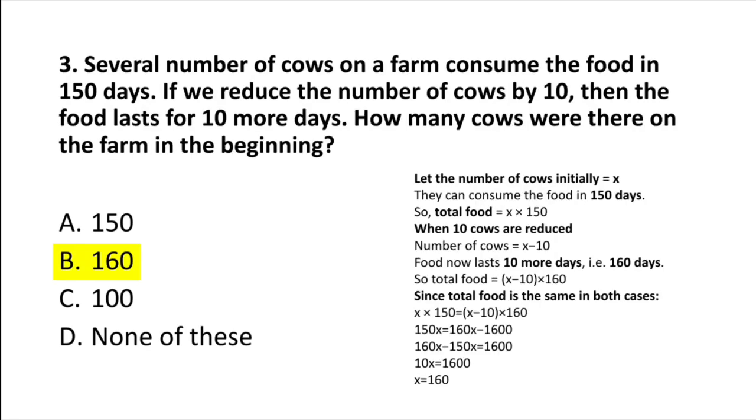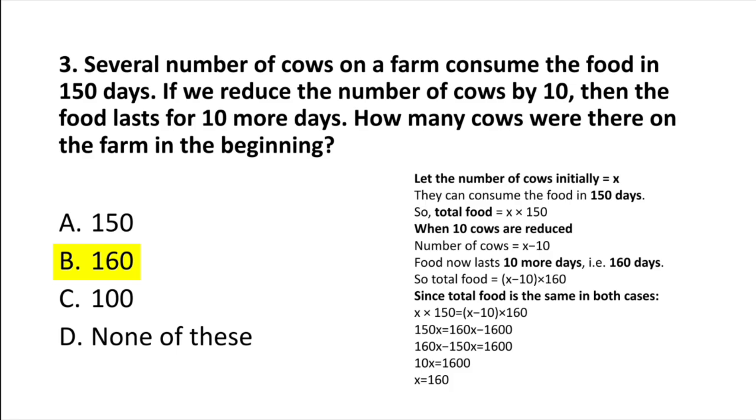So see the solution: let the number of cows initially, in the beginning, be x, and they can consume the food in 150 days. So the total food is x by 150, and the number of cows are x minus 10, because 10 cows are reduced. So the food lasts for 10 more days, meaning 150 plus 10 equals 160 days.